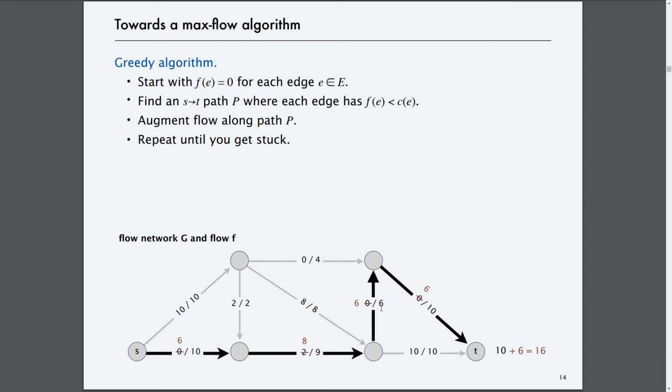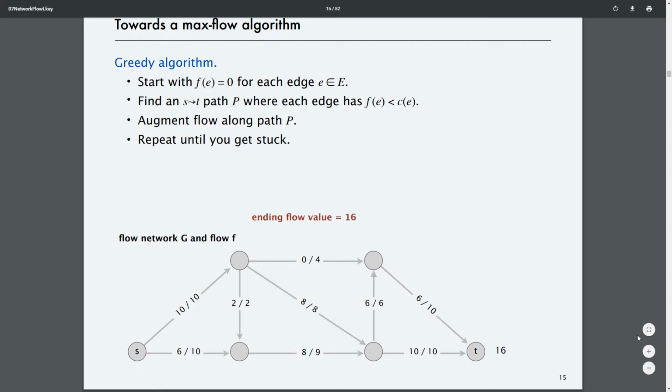Right here the bottleneck is gonna be 6. So we augment the value by 6. And we got 16. But the max flow value here is 19. We could have done better. So why did this happen?